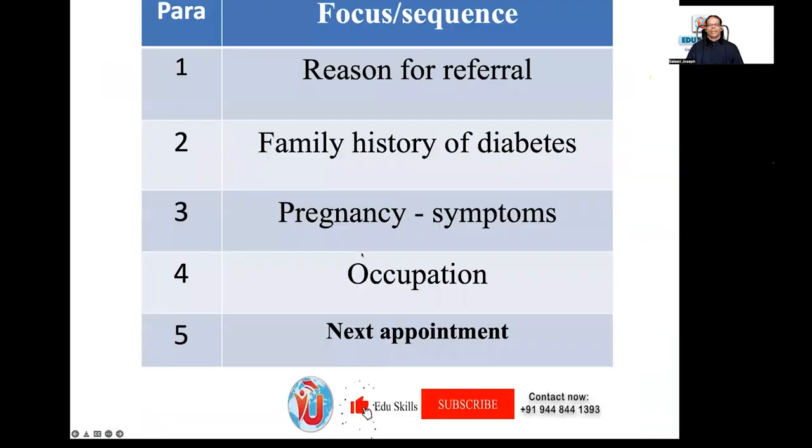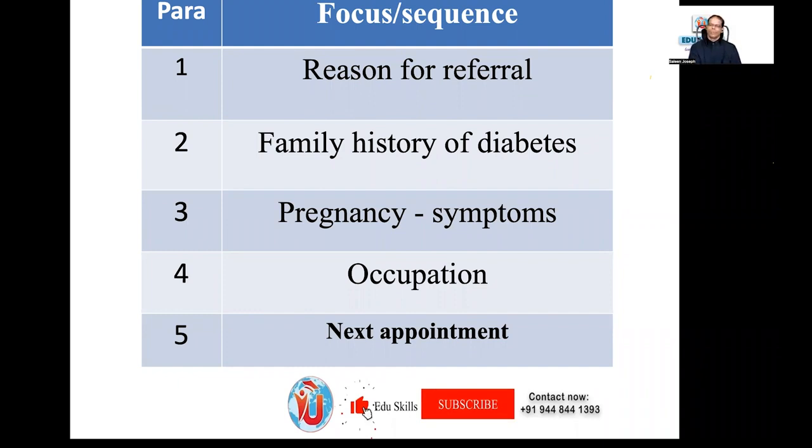These are the subheadings. See, the focus of the audio is this: reason for referral, family history of diabetes, pregnancy symptoms, occupation, next appointment. You know, reason for referral: why is the person being referred? They will be speaking about the condition there, right? The disease. Family history of diabetes, which means, as soon as you look at the side heading, you know they are thinking of family history, whether somebody has diabetes in your family. Your brother, father, mother, something of that sort will be the answer.